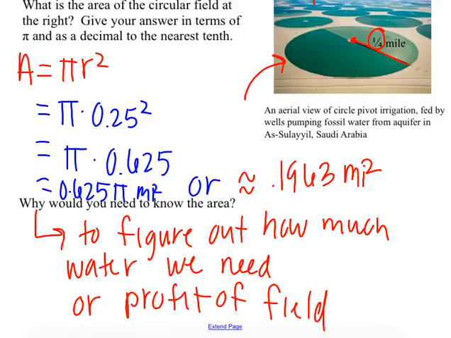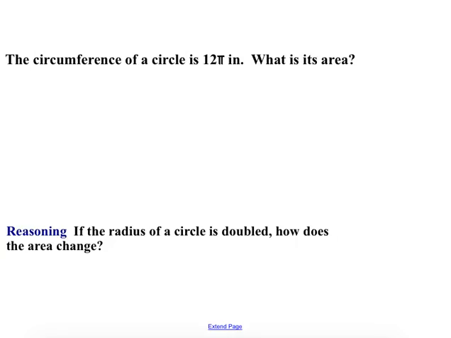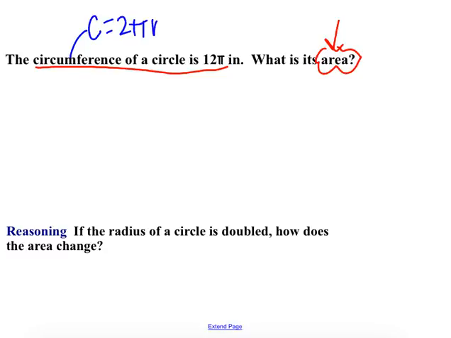Okay, and then our last question for this video lesson here. So this time we are given the circumference of a circle is 12 pi. What is the area? So this is kind of a twofer. First I gotta think circumference is twinkle twinkle little star. Circumference is 2 pi r. So I'm gonna write that down.